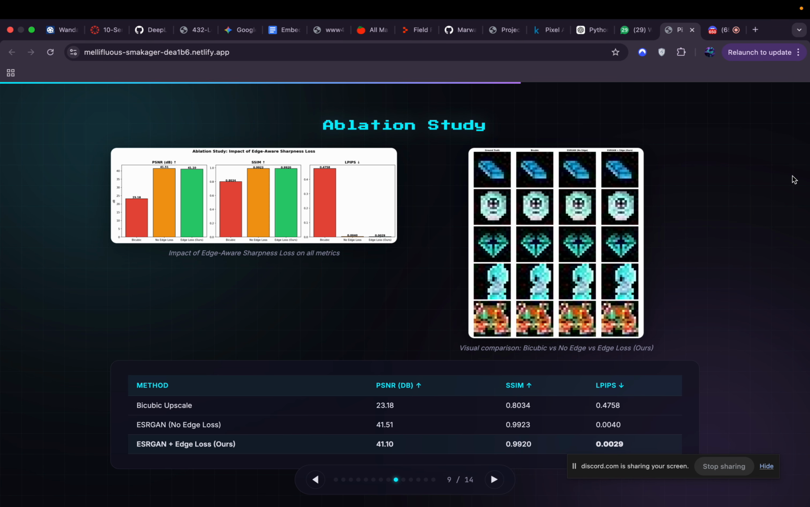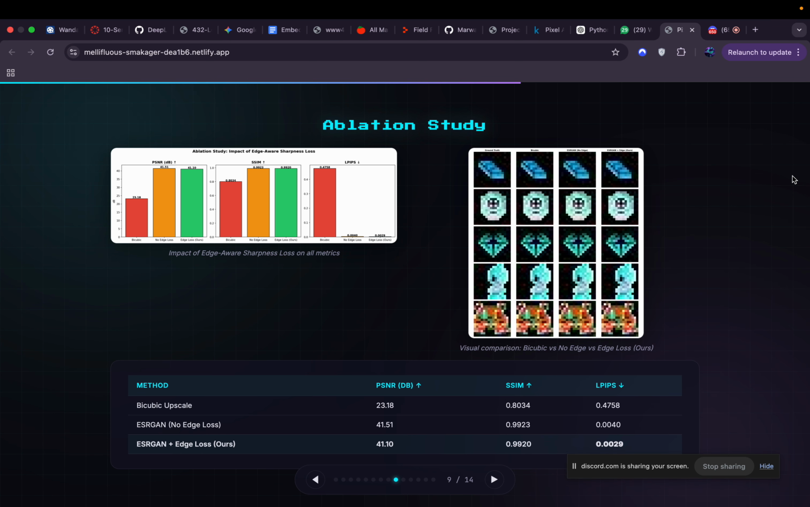Okay. To validate the impact of our edge-aware loss, we ran an ablation study comparing these configurations: bicubic upscale, SGRAN without edge loss, and SGRAN with edge loss. The numbers tell a very clear story. Bicubic gets a PSNR of only 23.18 and a terrible LPIPS of 0.48. Our SGRAN without edge loss jumps to a much better score of 41.51 PSNR with 0.004 LPIPS, and with edge loss added, LPIPS improves further to 0.0029, a 27% improvement in perceptual quality.